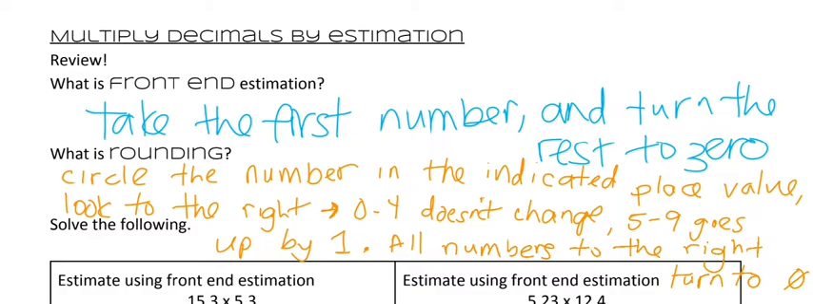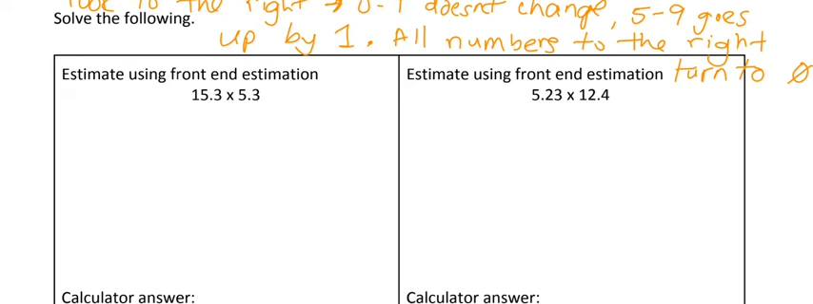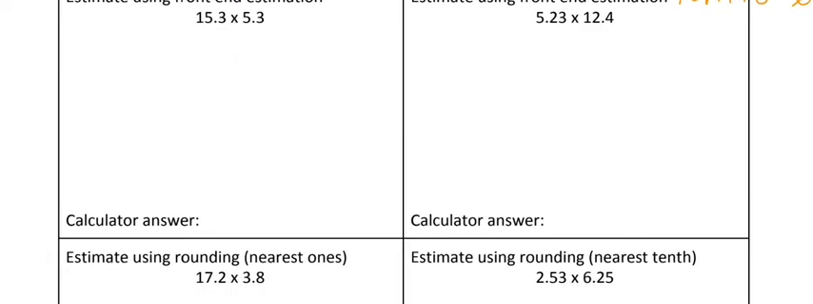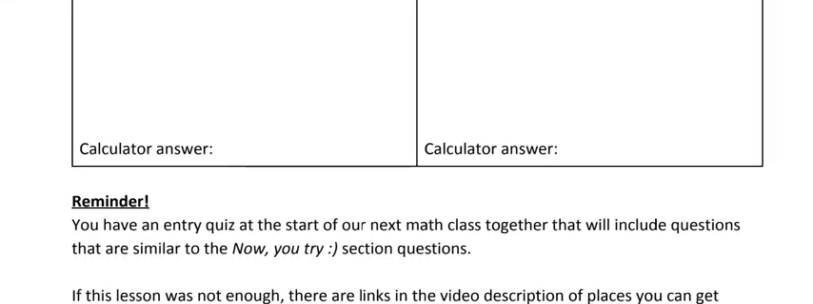Once you're done writing that down, there are 4 questions below. The first 2 are to estimate using front end estimation, and the second 2 are to estimate using rounding. And remember, one says to the nearest ones, the other says to the nearest tenth, so make sure that you're looking and paying attention to those.